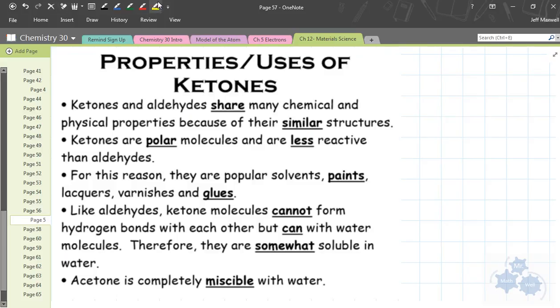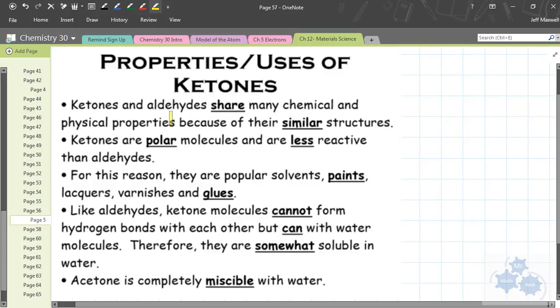Alright, properties, uses of ketones. Ketones and aldehydes share many chemical physical properties because of their similar structures. So ketones and aldehydes are similar in their properties. Ketones are polar and less reactive than aldehydes. For this reason, they are popular solvents. Okay, so polar molecules, less reactive. You can use them to clean lots of different things.